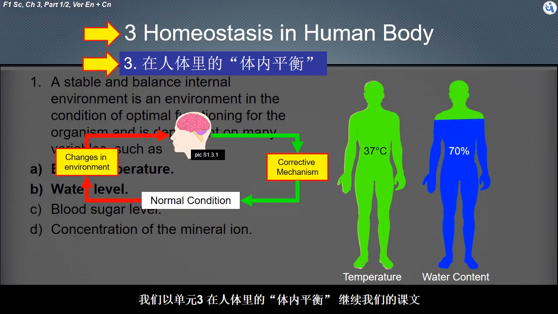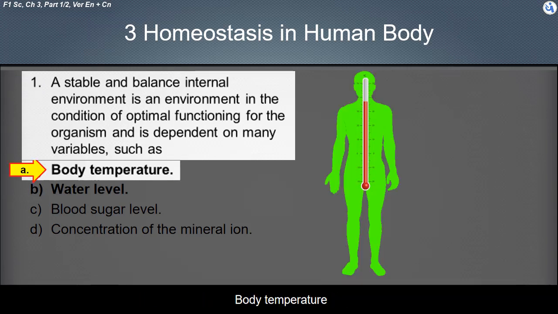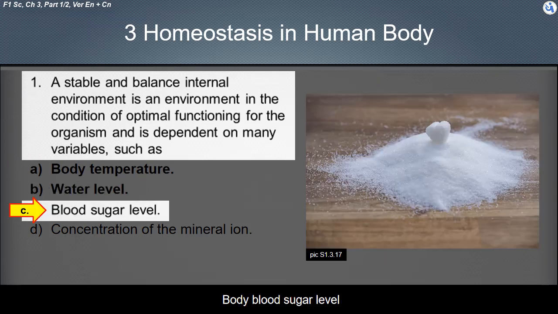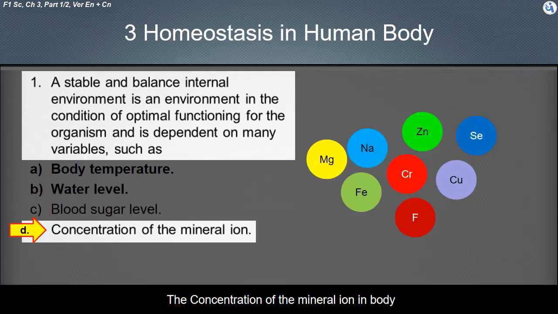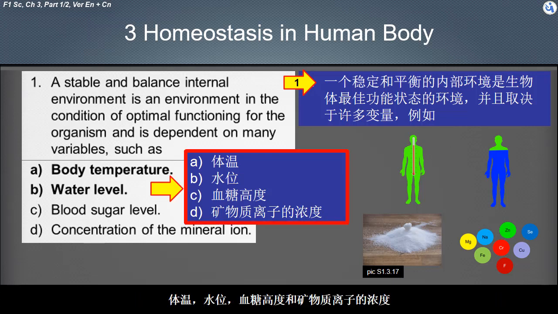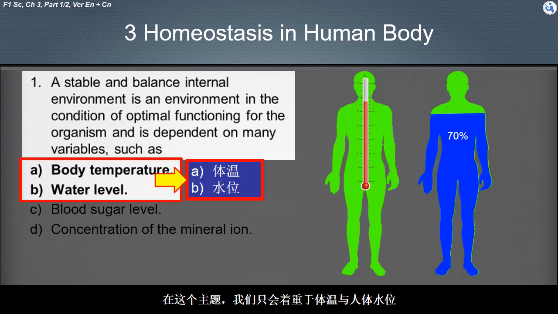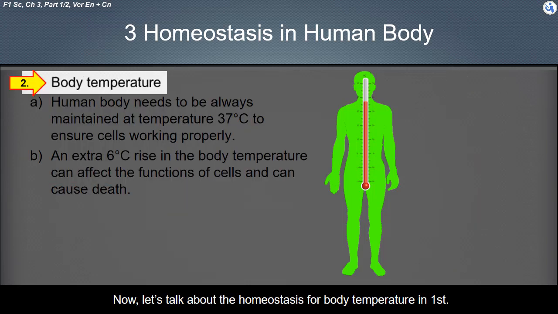A stable and balanced internal environment is an environment in the condition of optimal functioning for the organism, and is dependent on many variables, such as body temperature, water level in body, body blood sugar level, and the concentration of the mineral ions in the body. In this topic, we will focus on body temperature and water level.